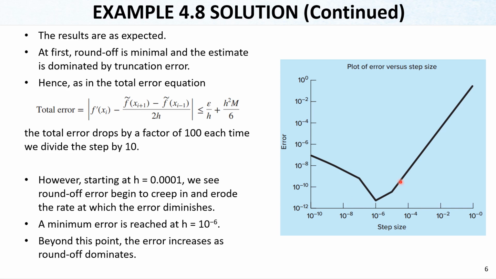So at first over here, the round-off is minimal, or the truncation error is more dominant, let's say, it is larger. And that's why the total error equation is this. So we have the center difference and the truncation error. The total error drops by a factor of 100 each time. We divide this step by 10 because we have h square over here. But starting from 0.0001 step size, which is somewhere here, we see round-off error begin to creep in and erode the rate at which the error diminishes.